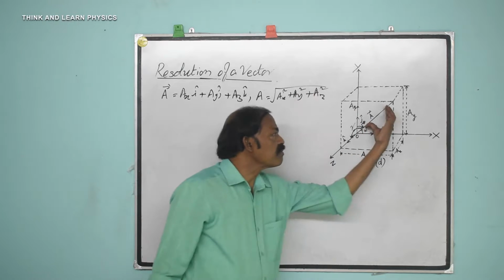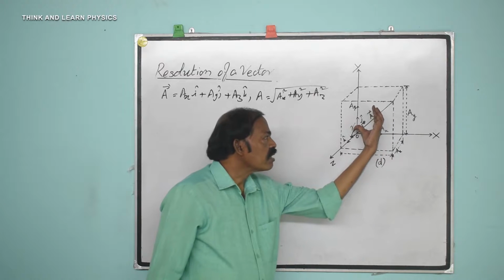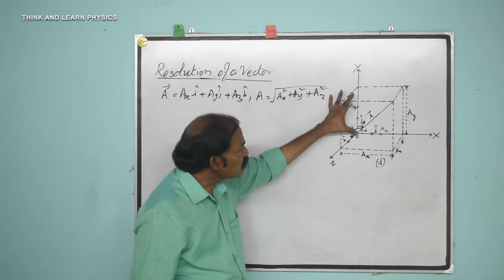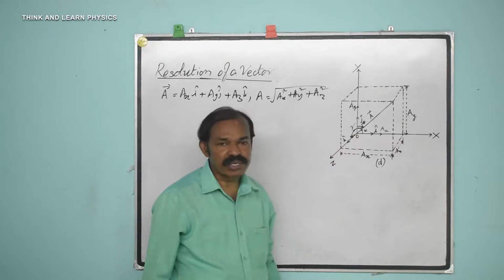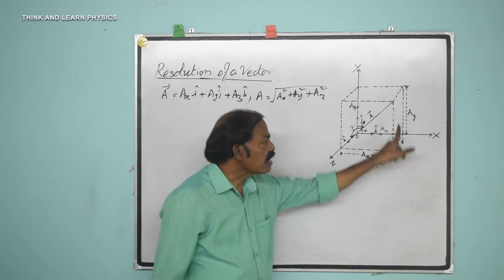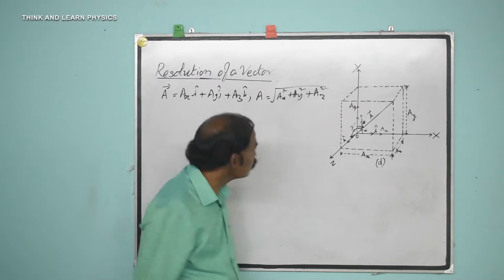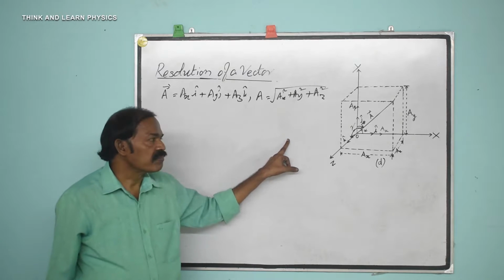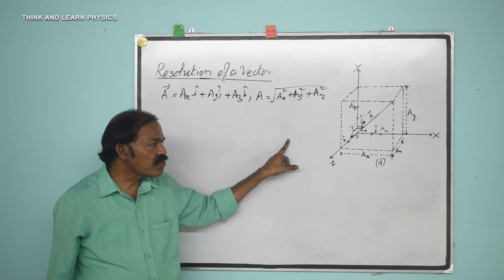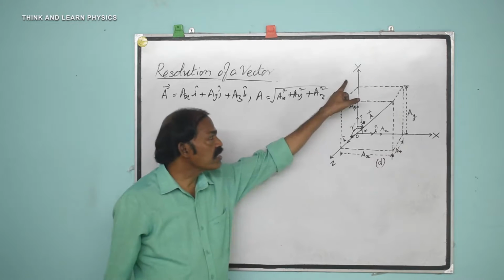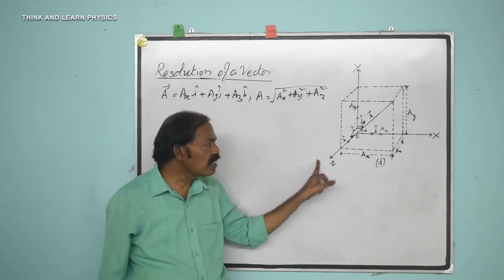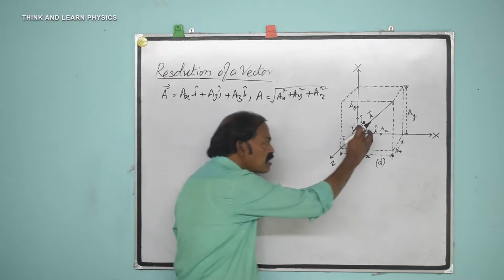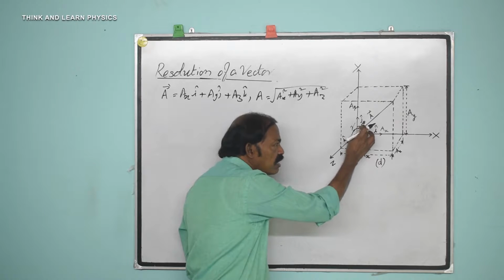This is the length of this line segment. It is equal to ax square plus ay square plus az square. Now the angles made by the vector with the directions of x-axis, y-axis and z-axis are respectively alpha, beta and gamma. Alpha is this angle, beta is this angle and gamma is this angle.